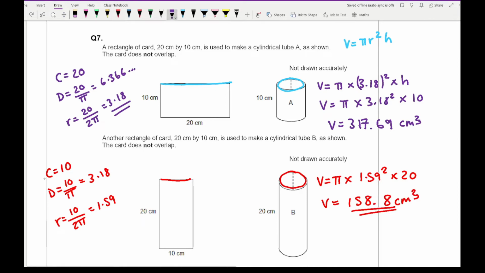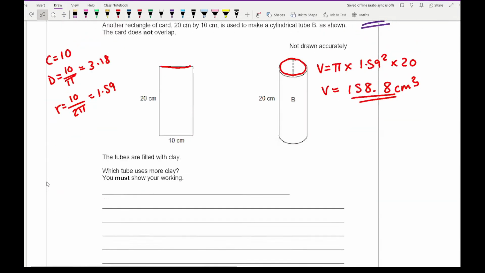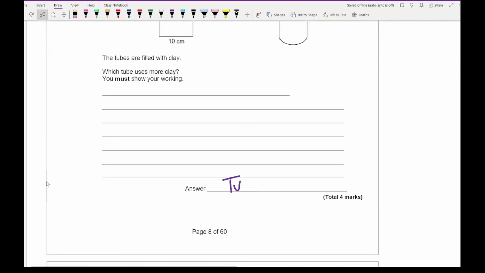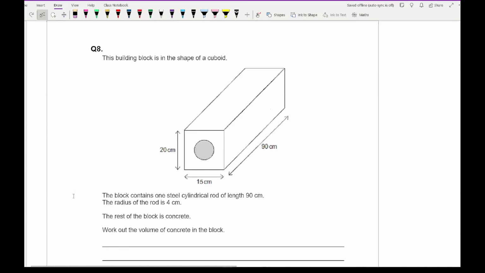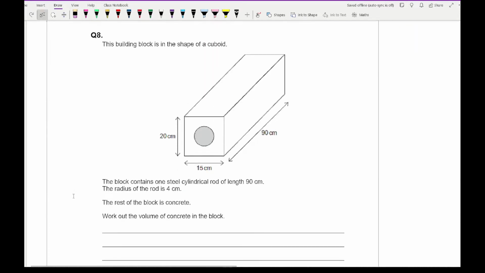So which one has got a greater volume? Our answer is going to be tube A. And again, if you've got time at the end, you could say 317.7 is greater than 158.8, or you could just say that therefore tube A's got a greater volume. Moving on to question 8.